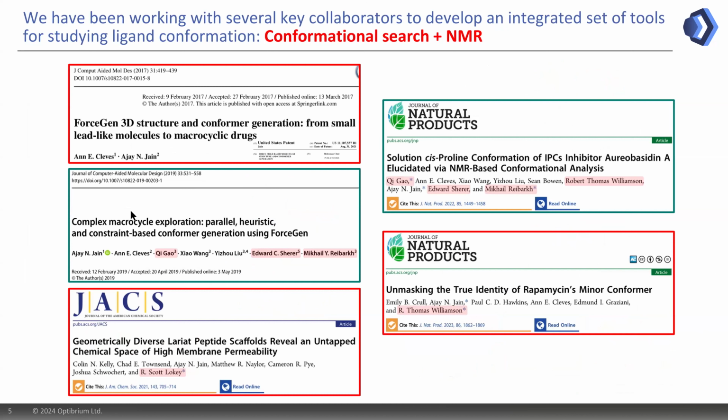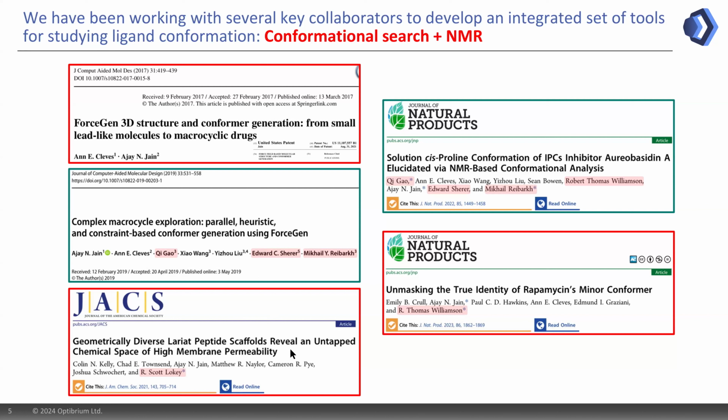That led to working with great colleagues at Merck, in particular, Ed Scherer, Misha Rebark, and Qi Gao, where we looked at how to combine a conformational search with NMR data. So I encourage anybody who's interested to go and look at this paper here. We look at NOE data, I think we have some J-coupling data as well, but also RDC data, and we show how to combine those things together in order to effectively search complicated macrocycles, although not as complicated as the ones we're talking about today.